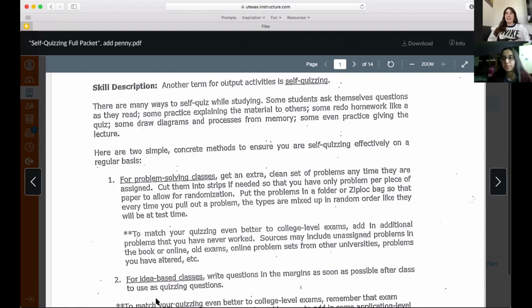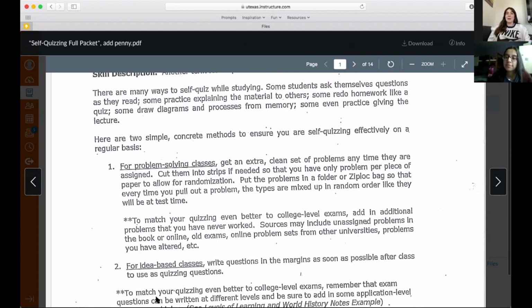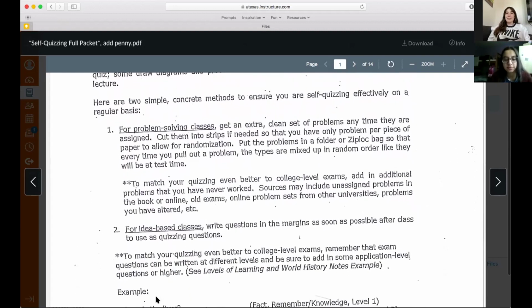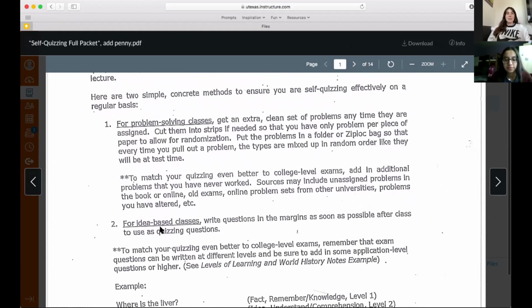So an example of an idea-based class would be like history or English or even biochemistry because you are introduced to really important concepts, right? Yeah. Brilliant. So there's two main ways to self-quiz for each of those classes. For problem-solving classes, the number one recommendation is randomization. You want to solve those problems that you're responsible for in the test, but you want to make sure you are randomizing them much like a test would, right?